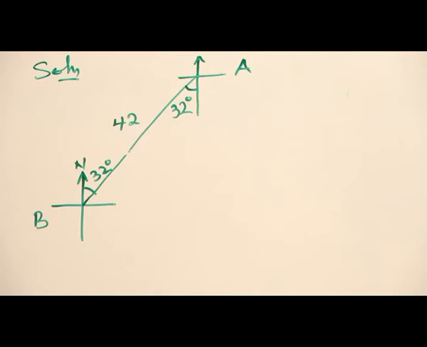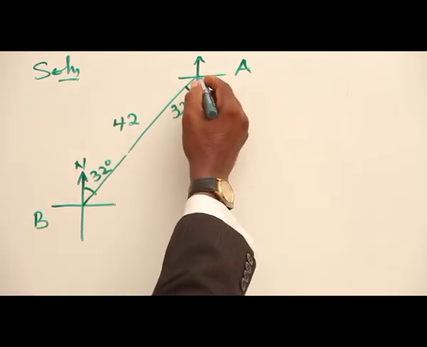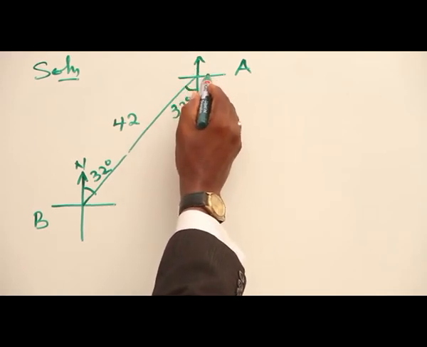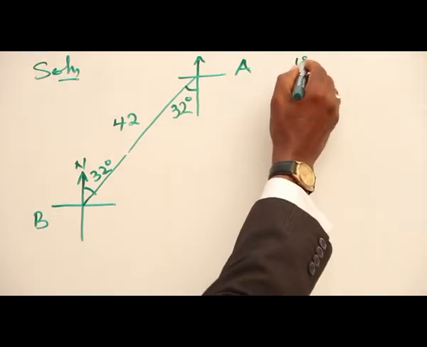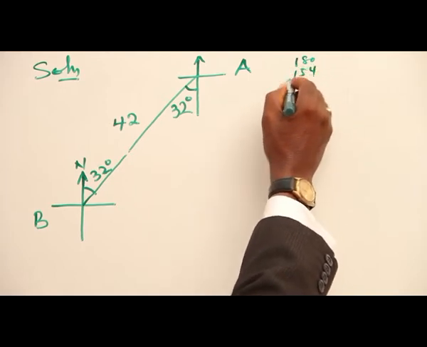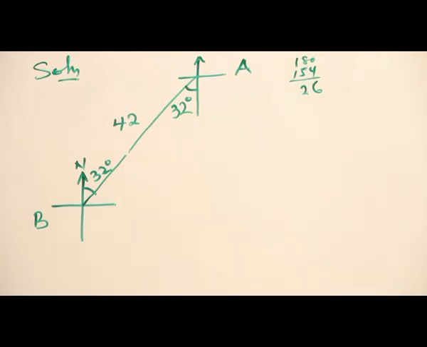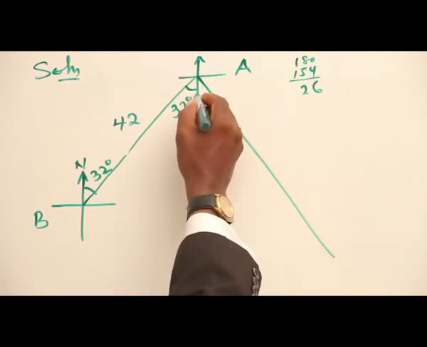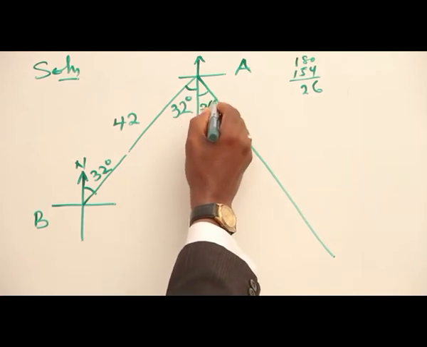And then she drives 28 kilometers on a bearing of 154. While it's here, she now drives for another 28 kilometers on a bearing of 154. 154 from here, this is 90, and then of course we have 180 minus 154, which gives you 26. So the angle from here to here is 154. This one will be 26 degrees.